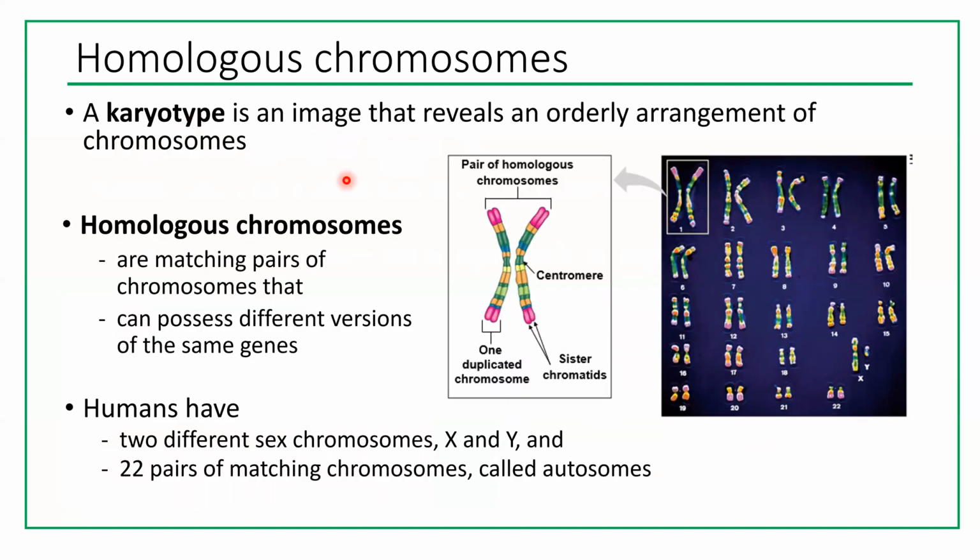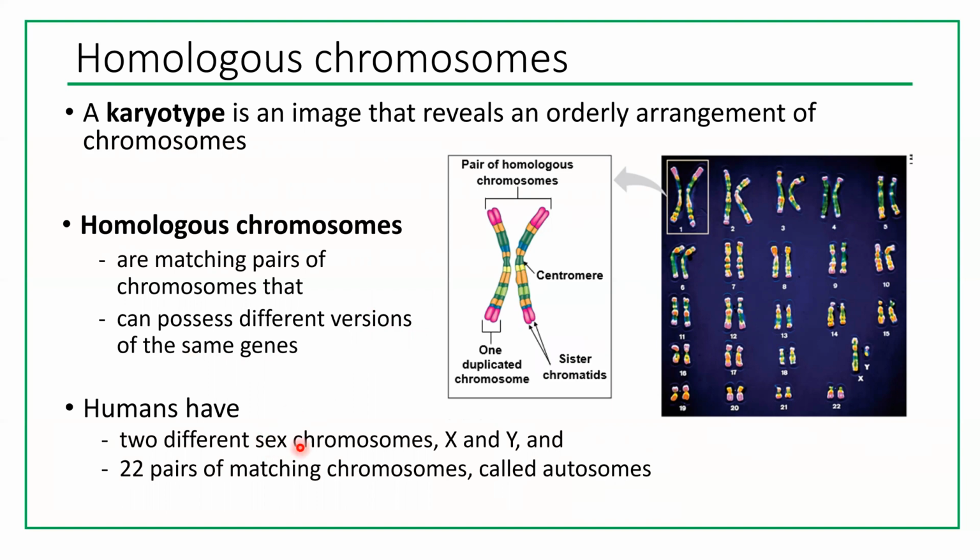Karyotype is an image that reveals an orderly arrangement of chromosomes. So this is the karyotype of an individual. And if you look here, it has X and Y chromosomes. That means this is the karyotype of a male. Homologous chromosomes are matching pairs of chromosomes that can possess different versions of the same genes. Right, so this is chromosome number 1, and this is chromosome number 1 prime, and those are homologous chromosomes. Number 2, homologous to number 2 prime. So they have the same genes, but they might carry different versions of the same genes.